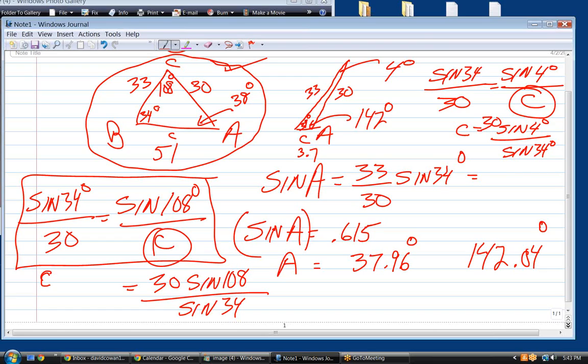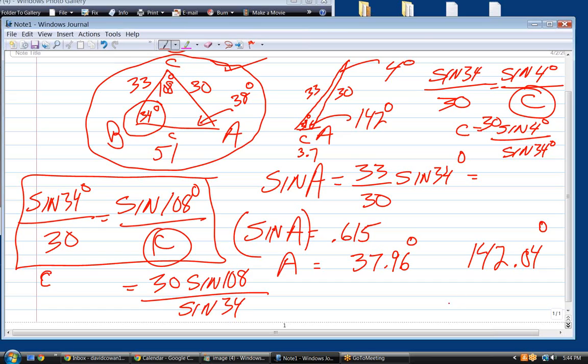Because had this not fit the scenario, in other words, there's only really a couple of conditions that allow for the ambiguous case, and that is this initial angle that you're given has to be less than 90, and it has to be angle side side. Can't be side angle side, can't be angle side angle. It has to be an angle, the adjacent side and the opposite side.